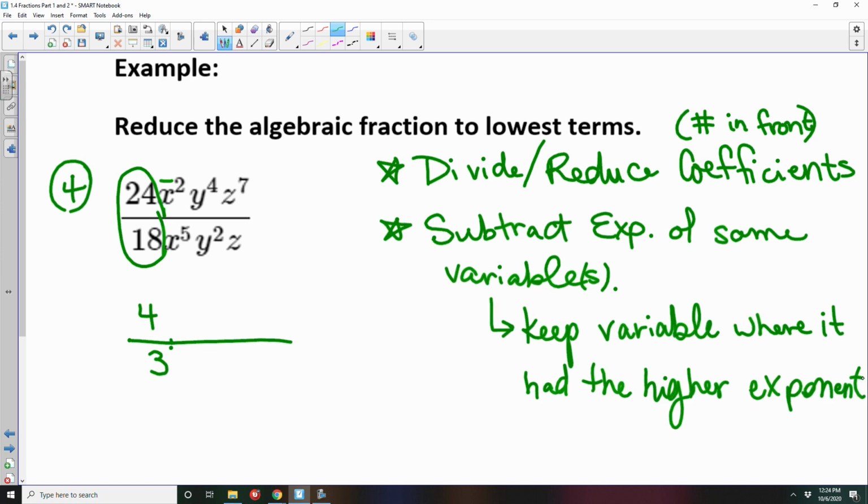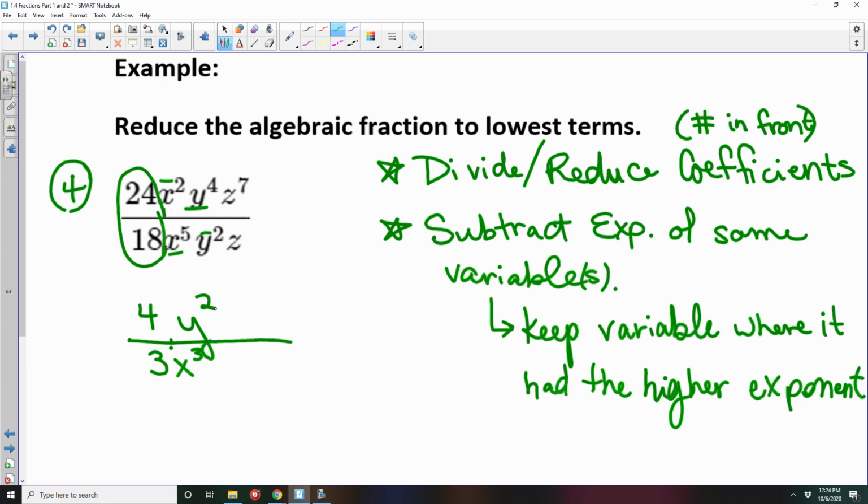So the easiest thing with that one is just say which one has the higher exponent, the bottom or the top? Bottom. So what we're going to do is keep x on the bottom, since it's bigger on the bottom, and then just say, what's 5 minus 2? 3. You got it. Now, which y is bigger, top or bottom? Top, so y is going to stay on top. And now we subtract. What's 4 minus 2?